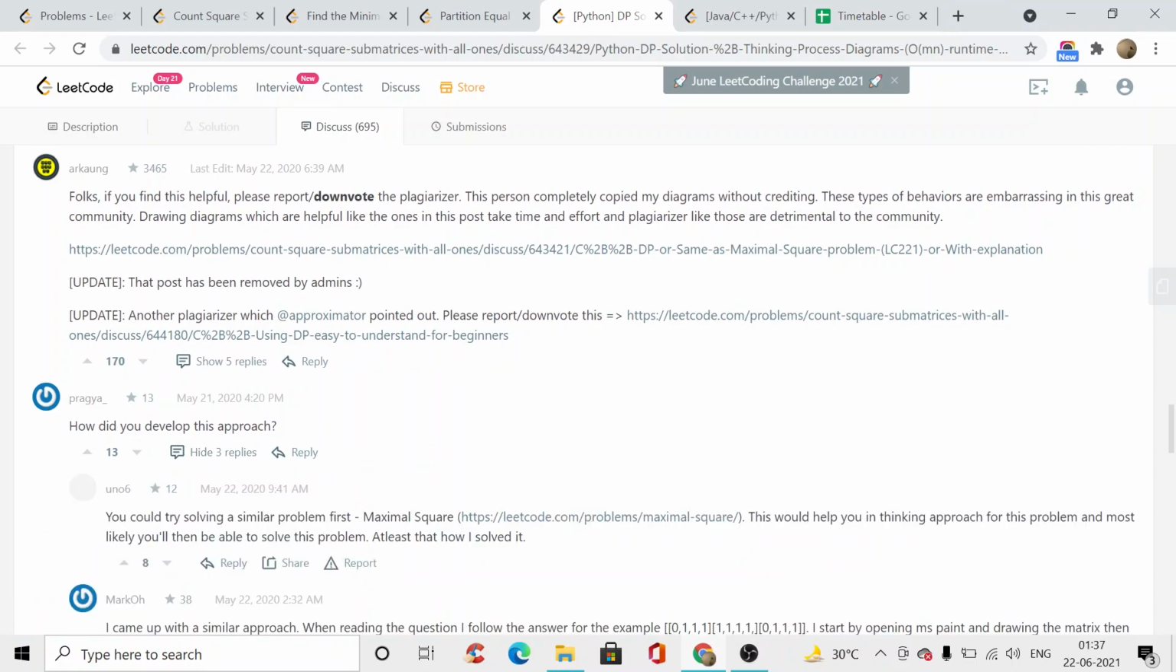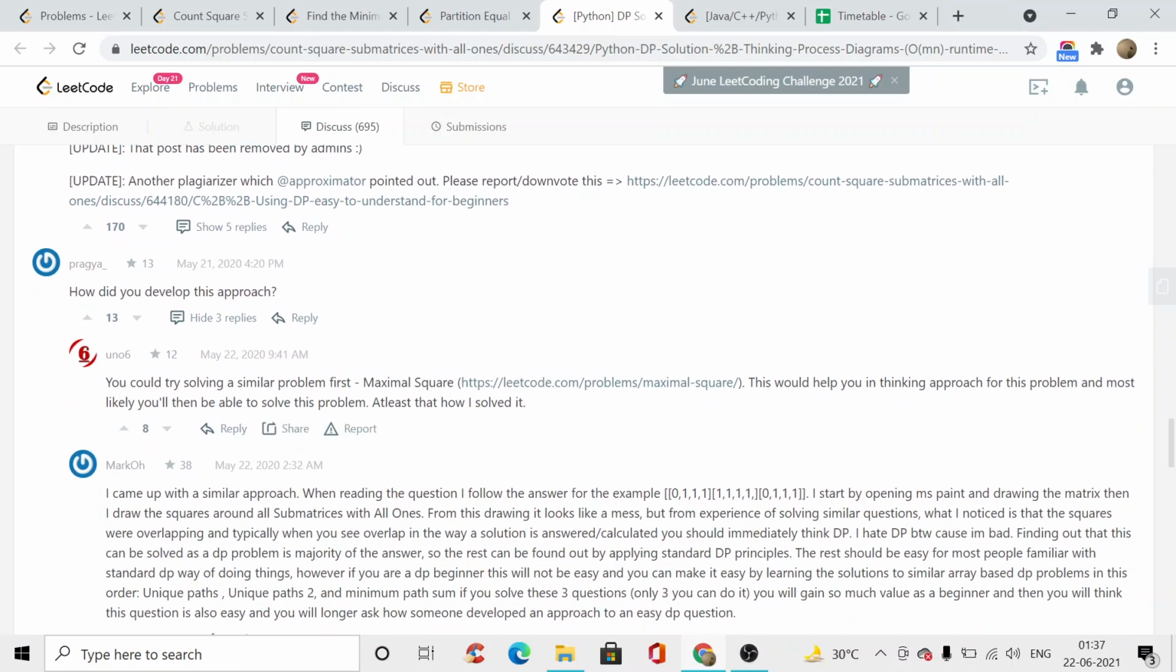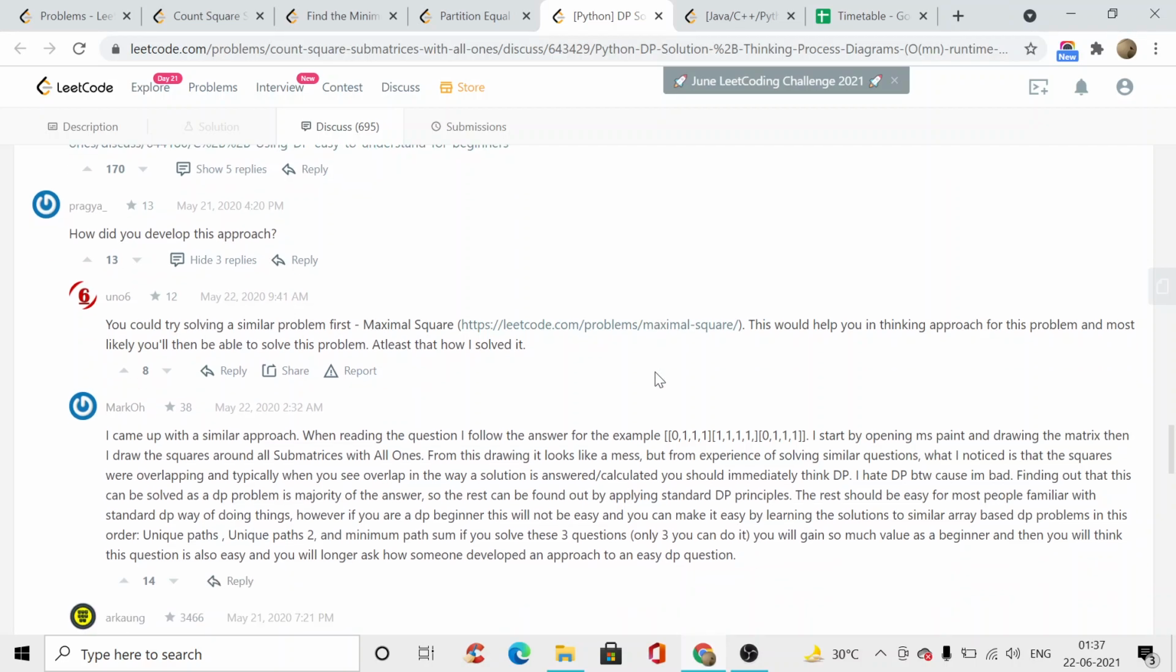Let's see, how did you prove? You can try solving a similar problem, maximal square. This would help you in thinking about this, and most likely you'll be able to solve this problem. At least that's how I solved it.